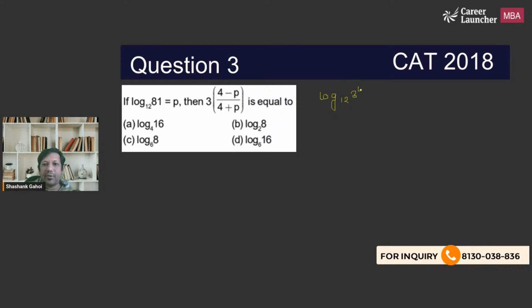81 is 3 power 4. That is equal to p. Okay. Now the question is not talking about 4 minus p upon 4 plus p. It is talking about 3 times 4 minus p upon 4 plus p. So whenever we have something like this, log base a of b power m is always equal to m into log base a b. So it can be written as 4 times log base 12 3, and that is equal to p.